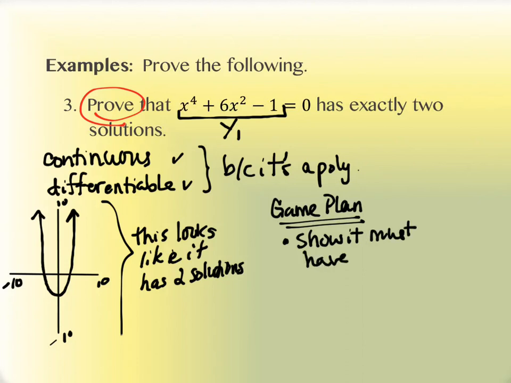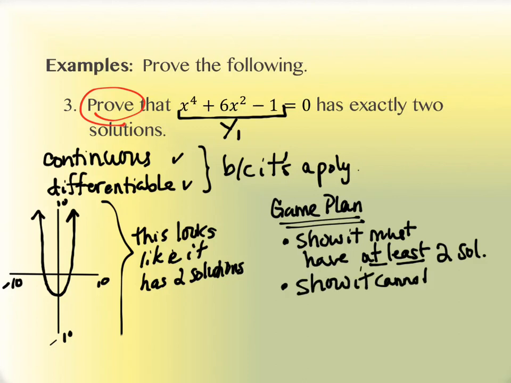We're going to show it must have at least two solutions. And we're also going to show it cannot have more than two solutions. Right? If it has to have at least two and it can't have more than two, then we must have two. And that's what the directions actually said. It said it wants us to find or to show that it has exactly two. So we're going to show it can't be less and we're going to show it can't be more.